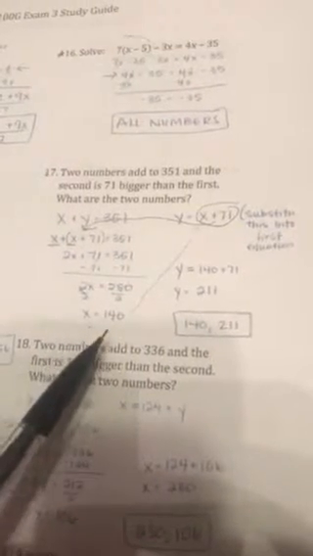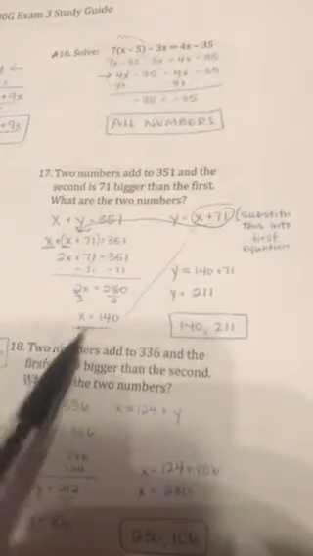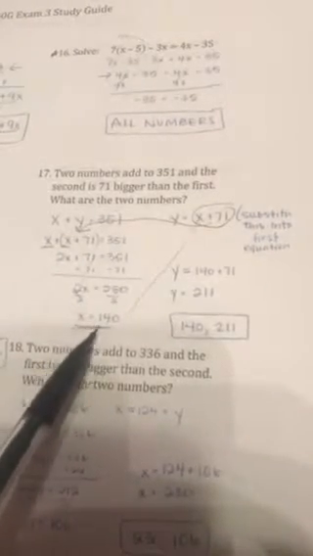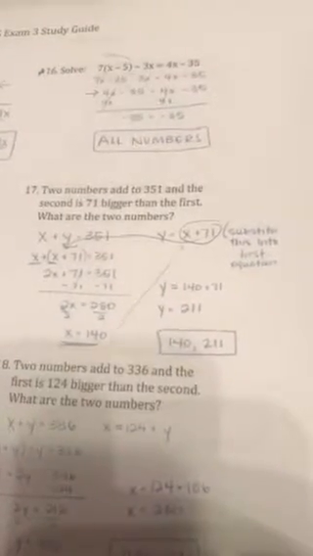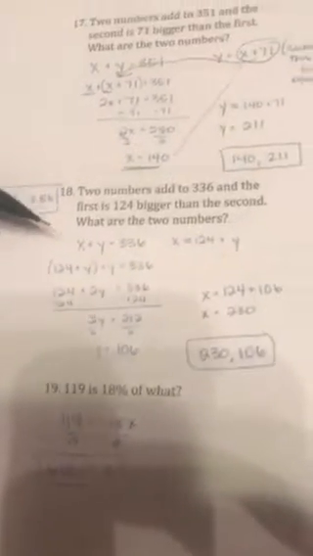Now at that point, we've done a lot of work, so we're like, yes, I'm finished. Except we only know half the answer. X equals 140. So if they want both numbers, make sure to plug the 140 back into the y equals x plus 71 so that you can figure out what y is. So y equals 211. How you doing? Good? Oh, good. There's another one just like that here.